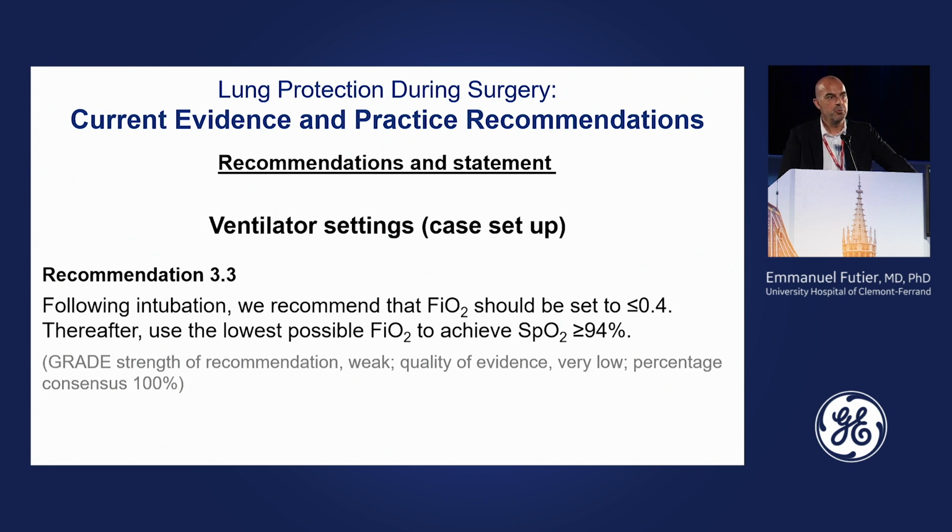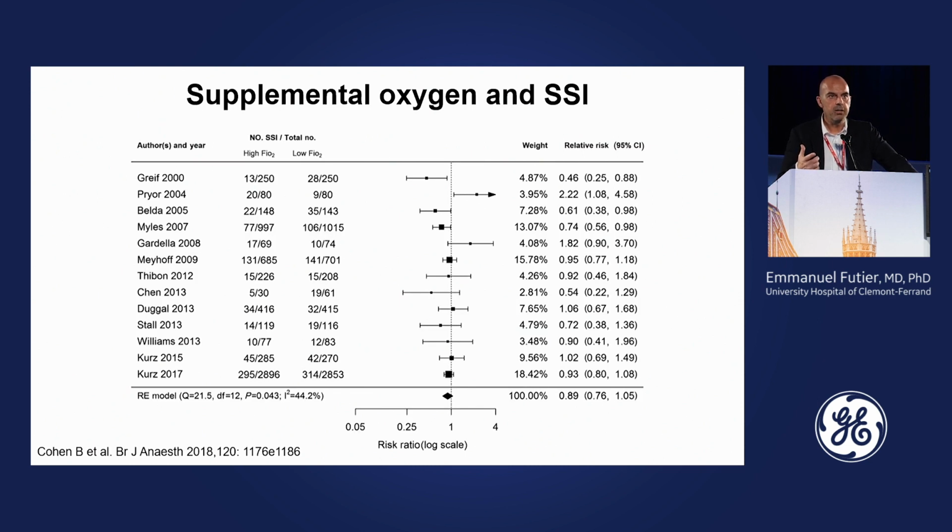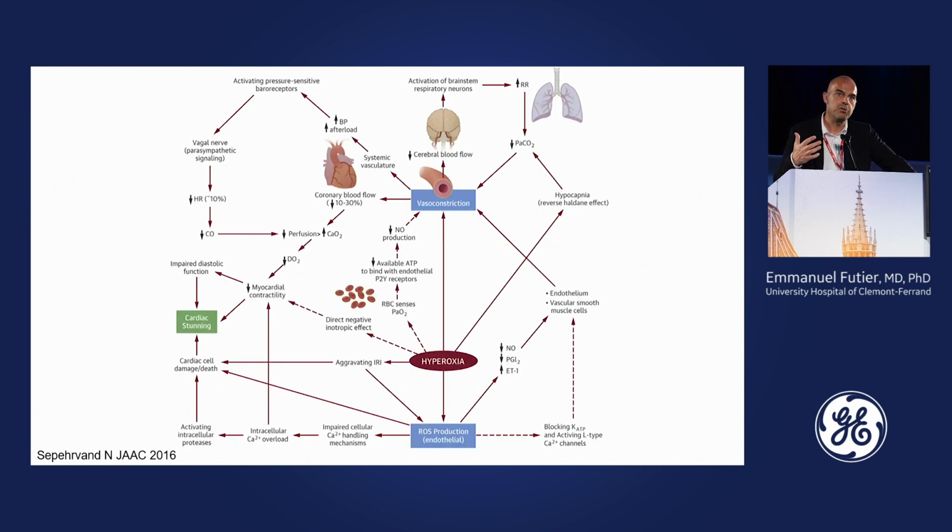The last recommendation following intubation: obviously no reason to apply 100% oxygen, and we recommend applying the lowest possible FiO2 as soon as SpO2 is higher than or close to 94%. We don't need to have 100% pulse oximetry. There is no reason to apply a high concentration of oxygen because there is absolutely no beneficial effect in terms of reduction of surgical site infection. In contrast, a high concentration of oxygen and hyperoxemia can be deleterious in some patients, especially because it can create vasoconstriction and can be dangerous. So no reason to apply a high concentration of oxygen in almost all patients.